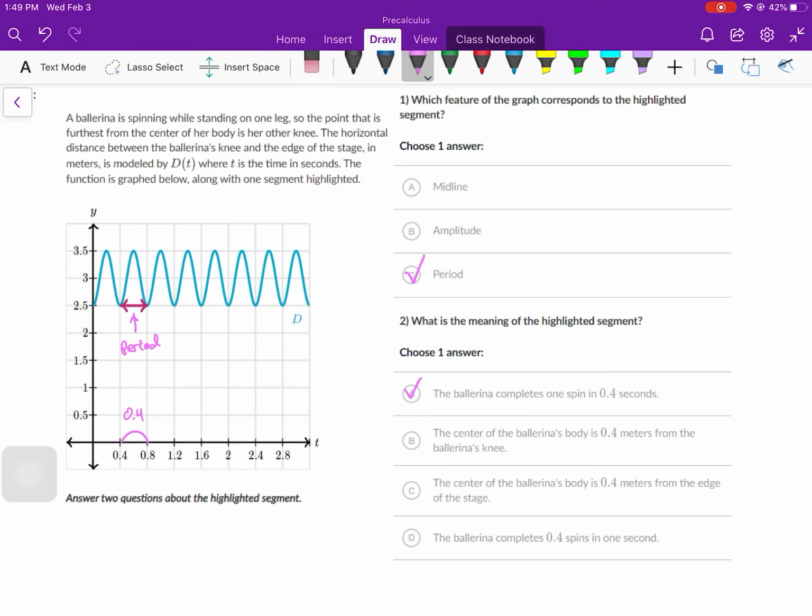The center of the ballerina's body is 0.4 meters from, no, the center is probably the midline. The center of the ballerina's body from the edge of the stage, that's probably the amplitude there. And then the ballerina completes 0.4 spins in 1 second. No, it's more like she completes that spin in 0.4 seconds. So they're trying to trick us there.